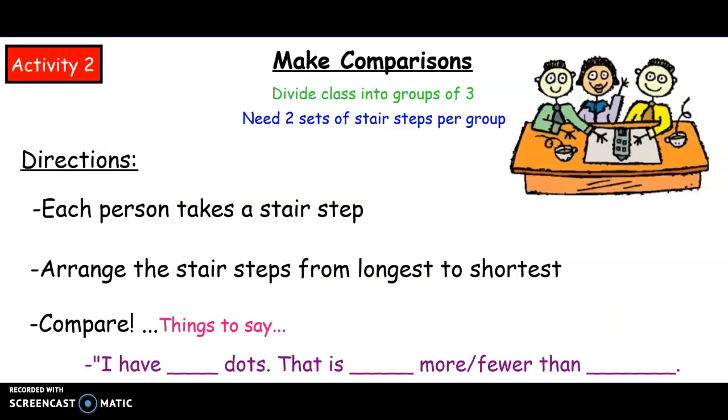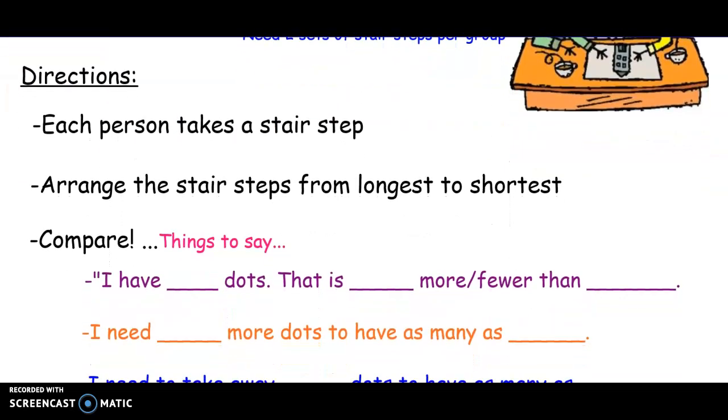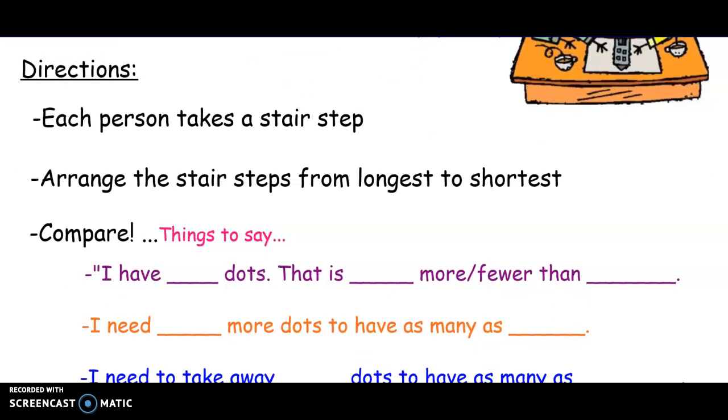Okay, so this is another activity that you can do. Right now we can't necessarily be in groups because we can't be all close together, but if you do have your stair steps, you can arrange them from longest to shortest, and then you're going to pick some, and then your partner, your homework helper, is going to pick some and say, I have blank dots, and you have to compare and decide if that's more or fewer than their amount. And then you also want to try and see how many dots you need to make that other number that your partner has. So for example, if I pick 5 and Mrs.